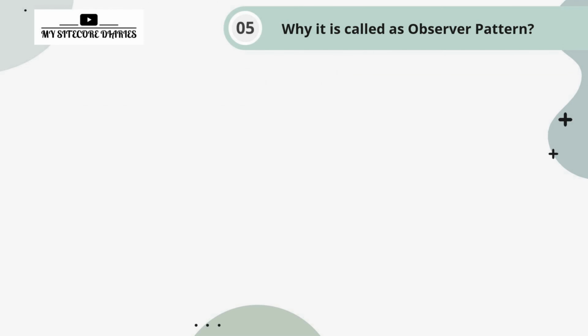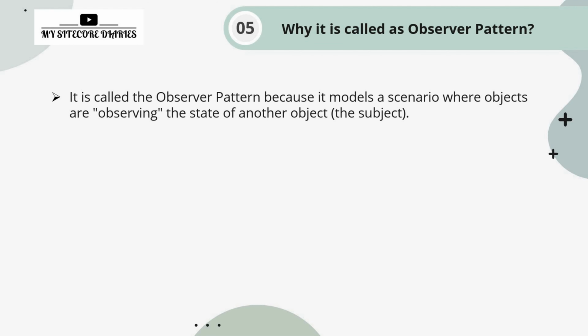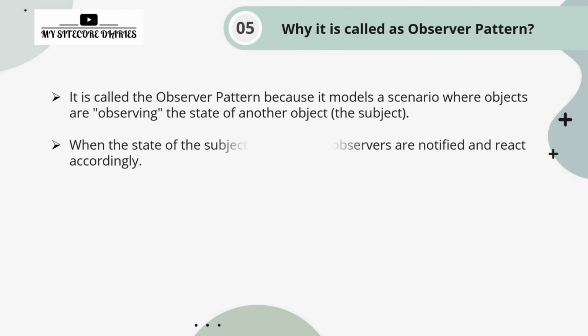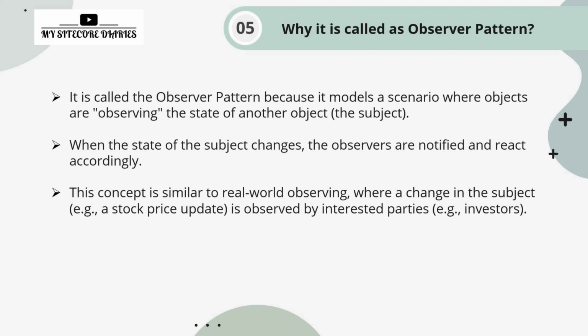Why is it called the observer pattern? It is called the observer pattern because it models a scenario where objects are observing the state of another object. Multiple objects are observing the state of another object, and that other object is the subject. When the state of the subject changes, the observers are notified and react accordingly. The concept is similar to real-world observing. For example, when a stock price update happens, investors are observing it and reacting accordingly. Objects behave in a similar way: they observe another object, and depending on that they get updated. So this is why it is called the observer pattern.